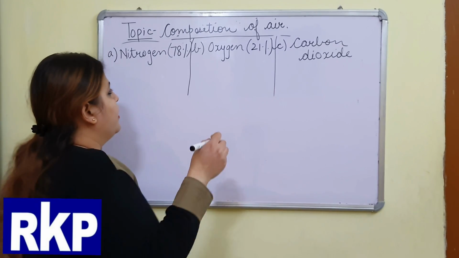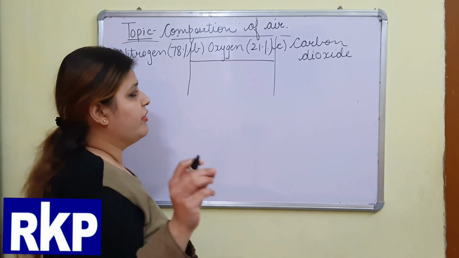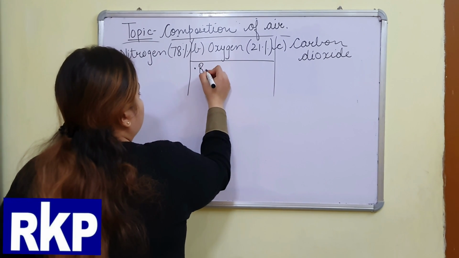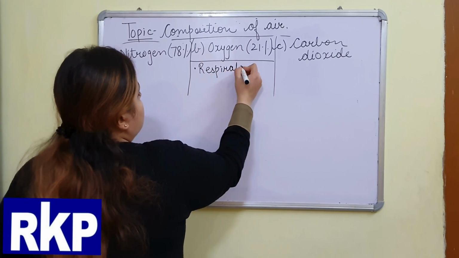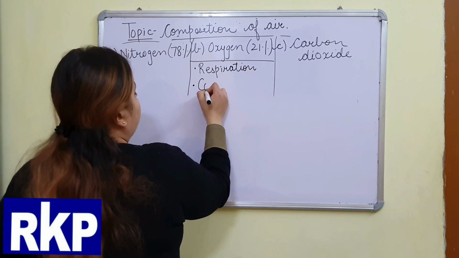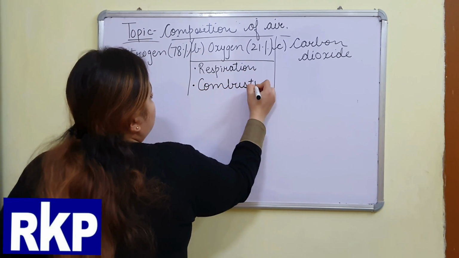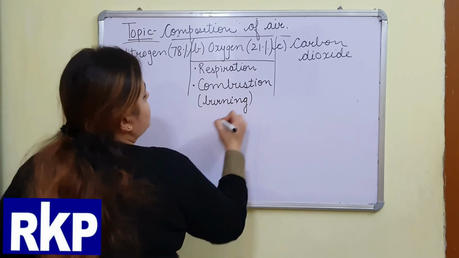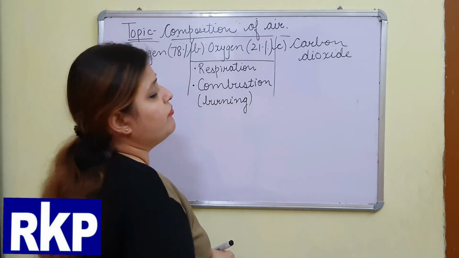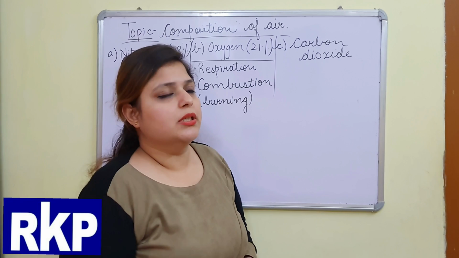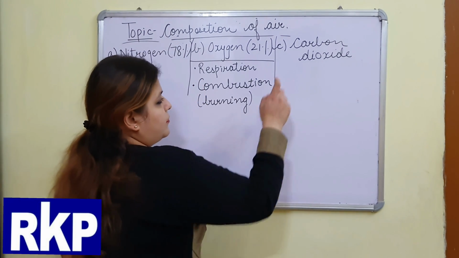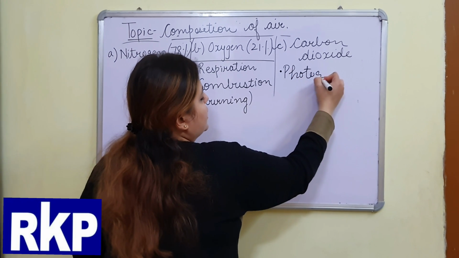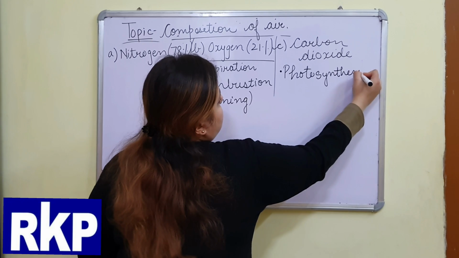Now, oxygen is the gas which is present in our atmosphere, 21%. You all know very well that oxygen gas is needed by all living organisms to survive, to do respiration. And the second most important point about oxygen is that it is the gas which is needed for combustion, means burning. If you want to burn something, then oxygen must be present. If oxygen is not present, then you cannot burn anything. Clear? Next, carbon dioxide gas. Carbon dioxide gas is needed by the plants to prepare the food. This process is known as photosynthesis.